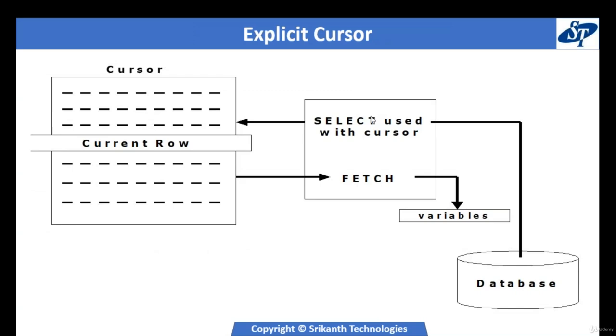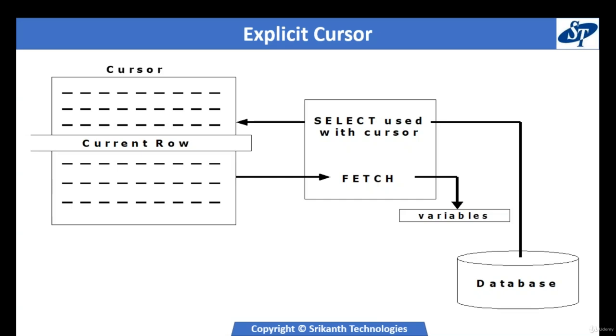Now, this is how explicit cursor is used. You read the data from the database using a select statement into a cursor. And then you will be taking one row from the cursor, which is called the current row, and copy the data from that row into some variables. And then those variables can be used in the process. And your process starts with the first row. We keep moving down until we reach the end of the cursor.